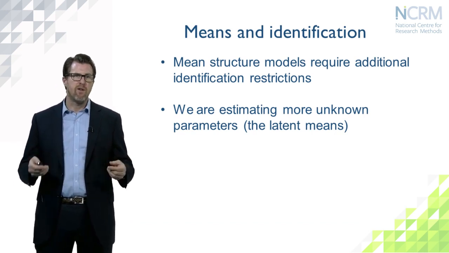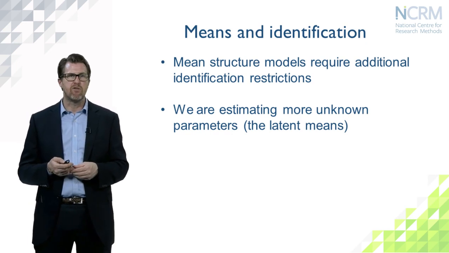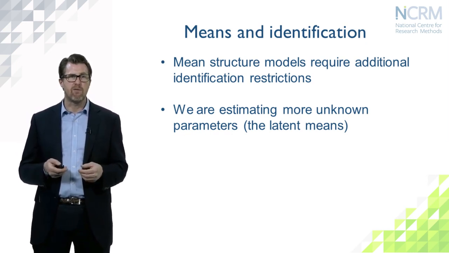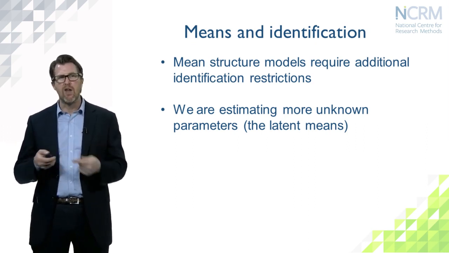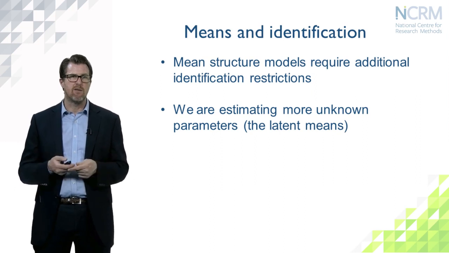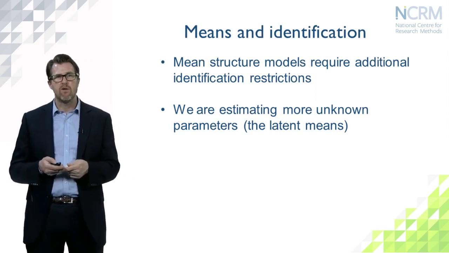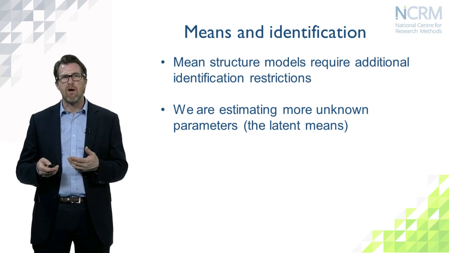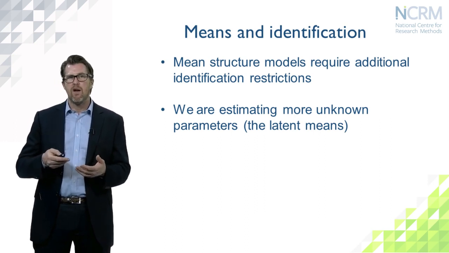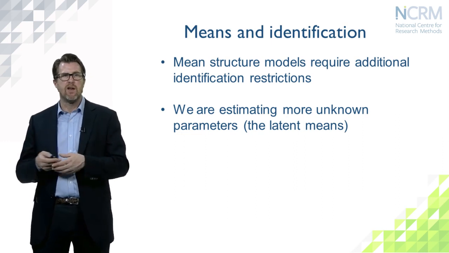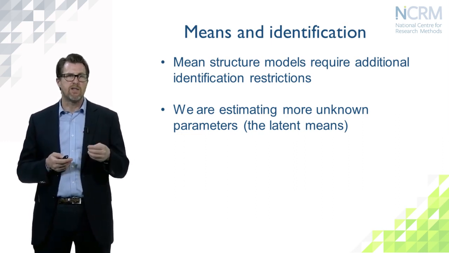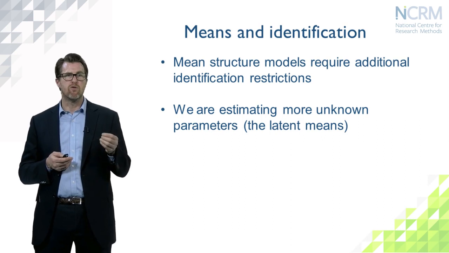Now, if we've added a mean structure in, then we will require some additional identification restrictions, because we're now trying to estimate more unknown parameters. That's the latent means. So there is a question then about how we estimate and compare one mean to another. And the way we do this is by having multiple groups.